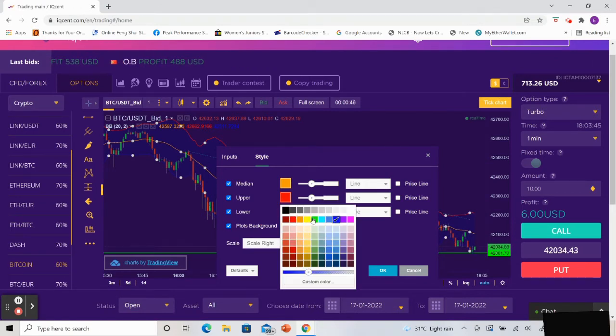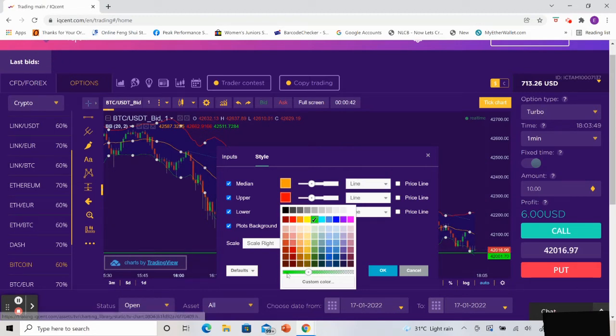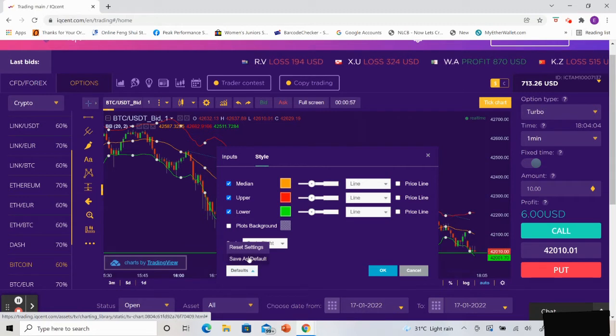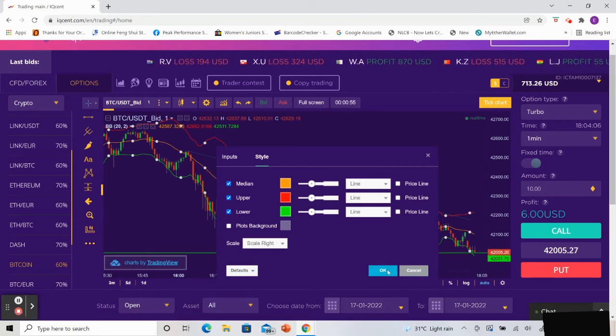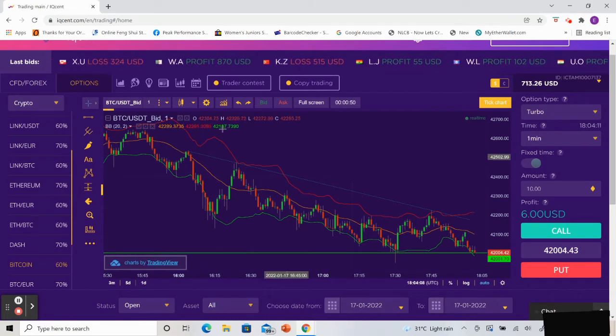I can change this one to green, right? And I can also make that more solid. And I can also thicken that line there. The background, you can choose to remove it by just clicking on this box, but by default it's there. And you can also click on default, save as default, and click OK. Right, so that's just one of many indicators that is available.